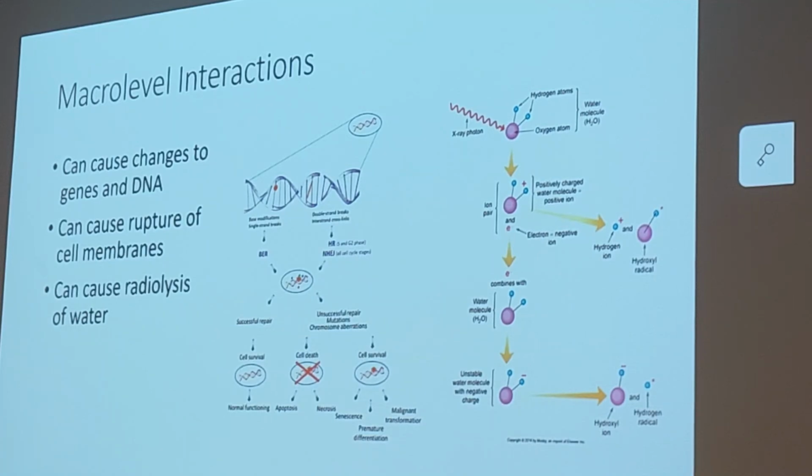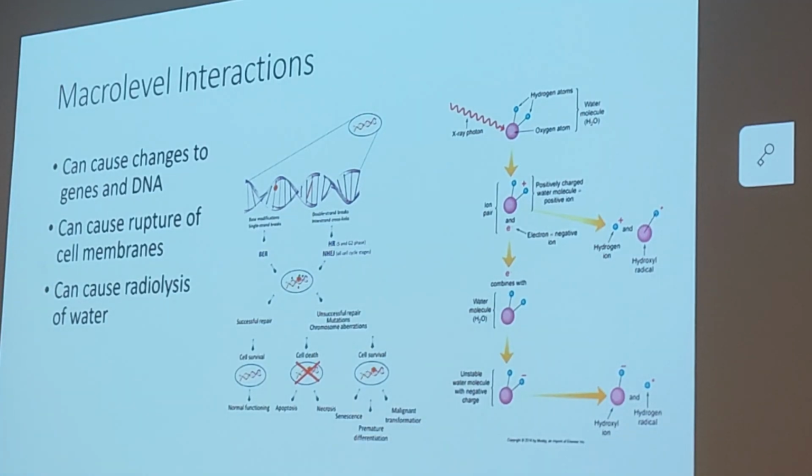Yeah, and this is off topic, but in the future there's coding where they take that genetic code out and then your family won't be susceptible to diabetes. So micro level interactions can change the genes and DNA, like I just said. They can take it out of a family tree if they wanted to. It can cause rupture of the cell membrane. It can cause radiolysis of water.